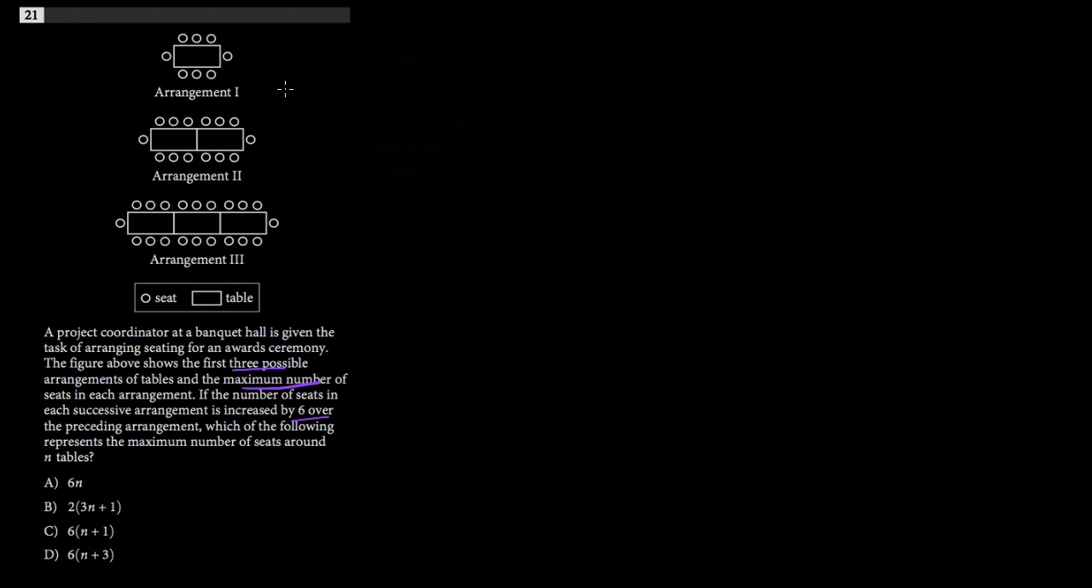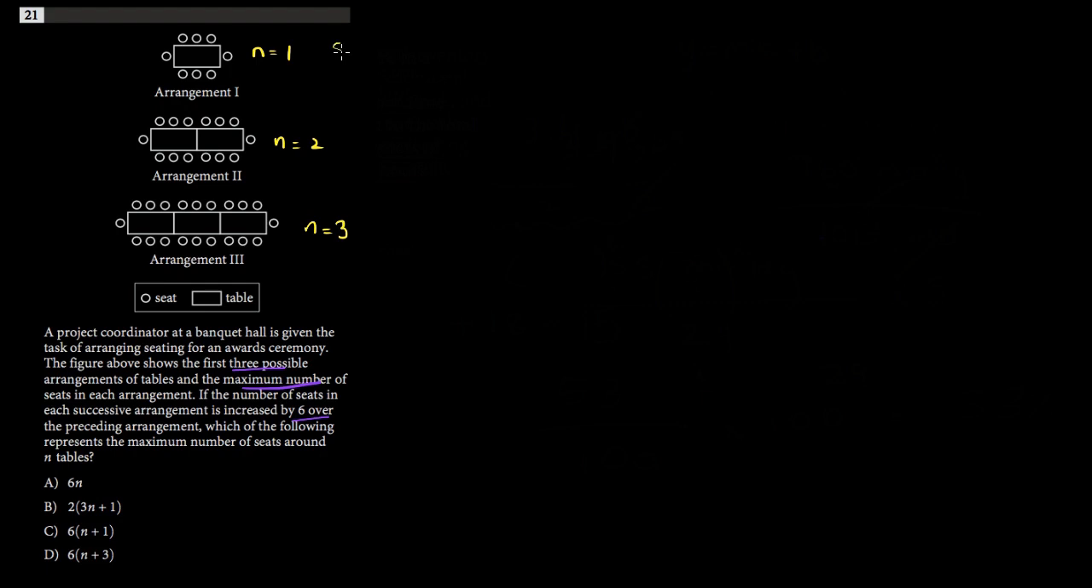So basically what this question is asking is for us to construct an expression for this scenario right here. Before we even look at the answer choices, I want to highlight the number of tables and the number of seats in each of these arrangements and rewrite them. Well, n tables is 1 here, n is equal to 2 here, and n is equal to 3 here.